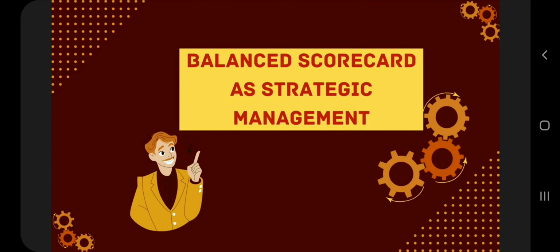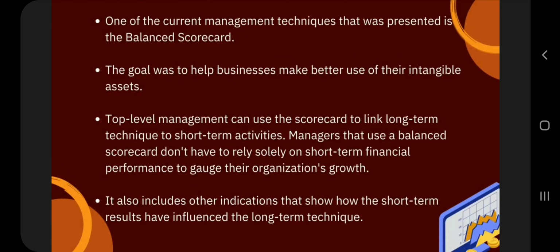Hi guys, I am Kennyth Balansag and now I will be discussing to you about the Balanced Scorecard as a strategic movement. One of the current management techniques that was presented is the Balanced Scorecard. The goal was to help businesses make better use of their intangible assets. Traditional financial indicators will be supplemented by the Balanced Scorecard. Customers, internal company processes, and knowledge management are three other perspectives from which performance is measured.